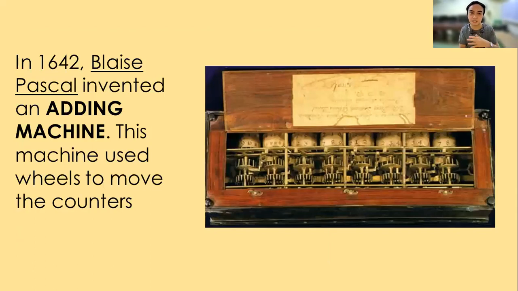Let's move faster. Let's go to 1642 from 5,000 BC. We have the adding machine invented by Blaise Pascal. It is a computing machine that can only add numbers or figures. That is the only function that can be performed by the adding machine. Adding, addition. This machine used wheels to move the counters.